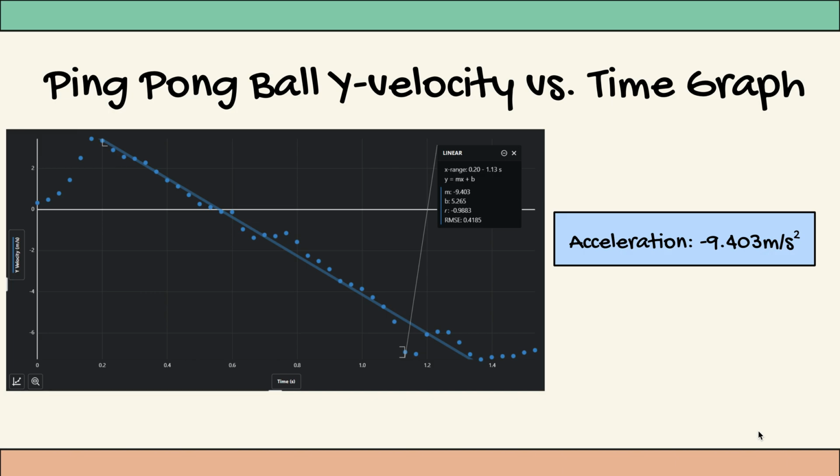Ping pong ball y velocity versus time graph. For the ping pong ball VT graph, there is an acceleration of negative 9.403 m/s², similar to the tennis ball velocity time graph. We see that the slope of the VT graph is very straight, and there is not much deflection from the acceleration, which shows a constant air drag and gravitational pull that is only slightly less than that of the tennis ball.